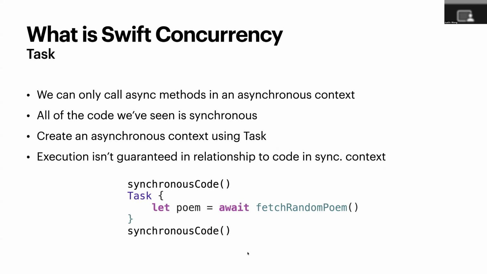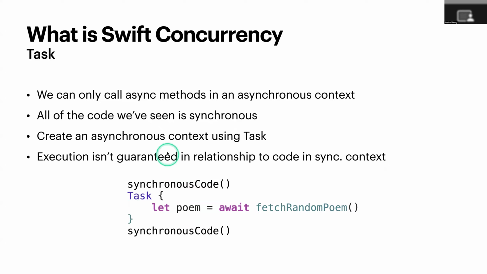Now, we can only call asynchronous methods in an asynchronous context. All the code that we've seen so far is synchronous. So how do we create an asynchronous context within a synchronous context? We use this thing called Task. So we create a Task, and within this closure, within these two curly brackets, it creates an asynchronous context where we can run and perform asynchronous code.